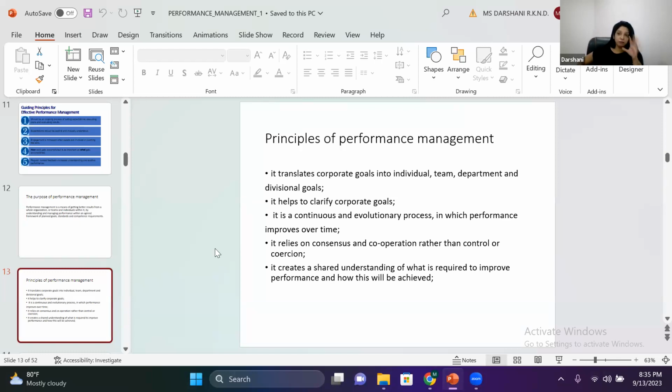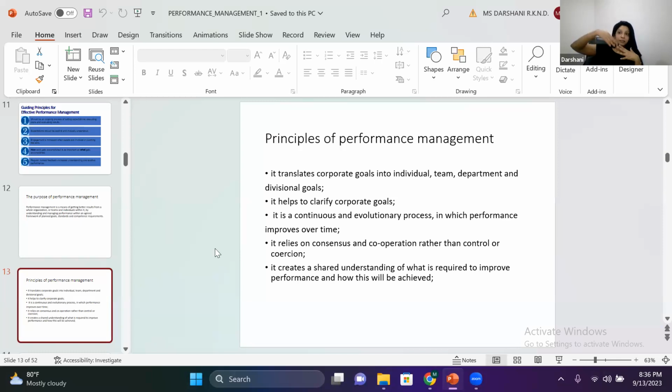Everyone wants their salary. Everyone wants their increment, their wealth, their upgrades, not the company's. But that is why the organization always wants to link.